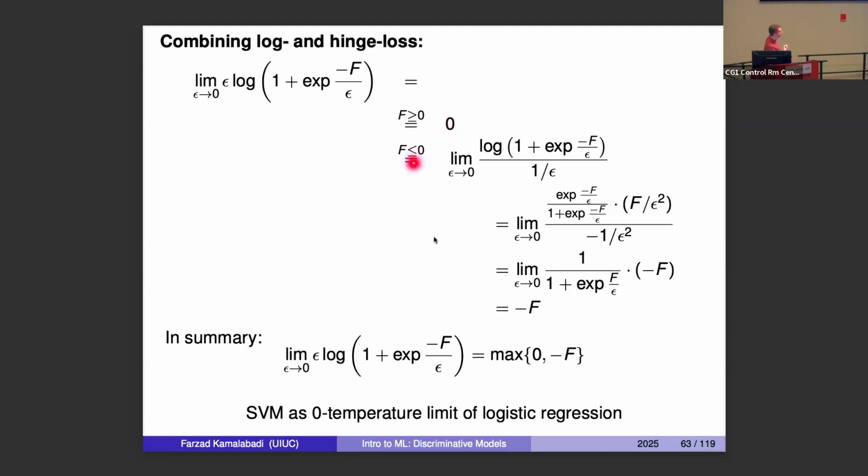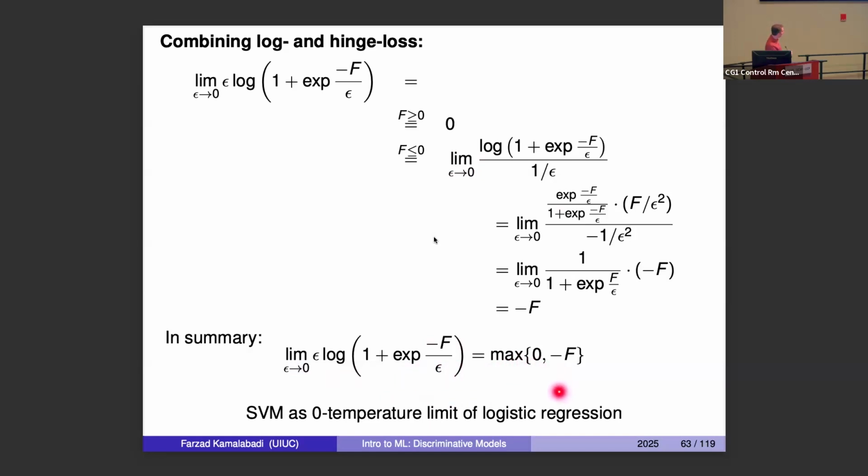But for the case where f is negative, this is going to grow. It's the exponential of a number, and it doesn't matter that epsilon is getting small. So it becomes basically 0 times infinity in the limiting case, in which case you have to invoke L'Hopital's rule. And that's exactly what I'm showing you here. You perform that and compute the limit, and you realize the limit becomes negative f. In summary, depending on what f is, you can summarize these two conditions: this limit is the max of 0 and negative f.